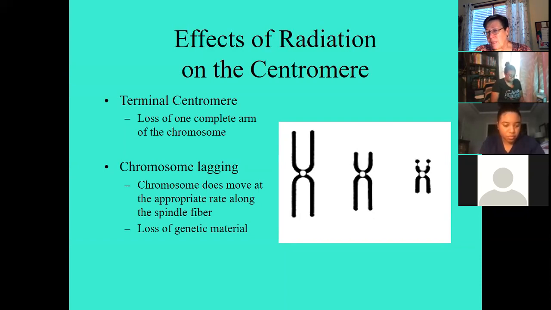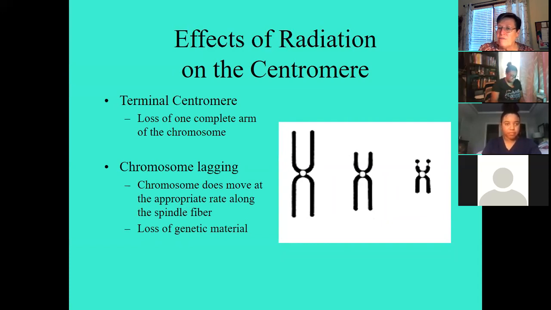Another thing that can happen when the chromosomes and the centromere are irradiated is called chromosome lagging. And again, we have to think back to cell division to understand the importance of the centromere. Remember, one of the jobs of the chromosome is to get the appropriate amount of genetic information to each daughter cell. So if cells are irradiated, during the next cell division, the spindle fibers attach to the centromere duplicates, and then each chromosome should move along the spindle fiber to get to the appropriate location in the daughter cell.